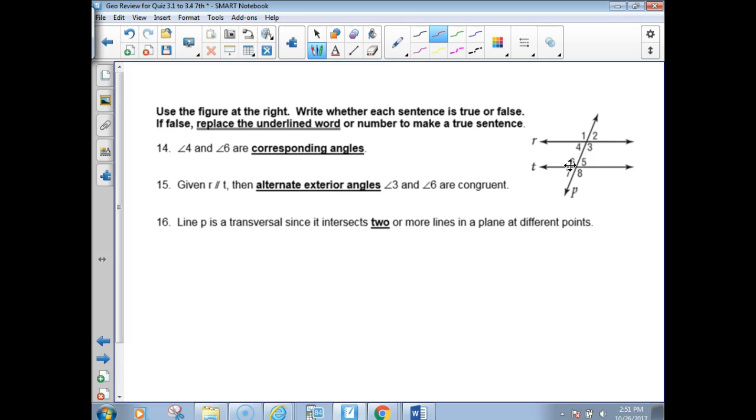Angle 4 and 6, are they corresponding? No, they're not corresponding. 1 and 6 are corresponding. 4 and 7 are corresponding. 4 and 6 are consecutive interior. So that's what you're going to write. You're going to write false, and then you're going to write consecutive interior angles.